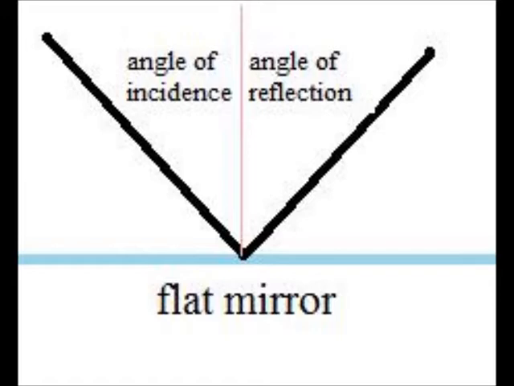The angle of incidence is the angle that the ray makes with the vertical line. The angle of reflection is the angle that the reflecting ray makes with the vertical line.